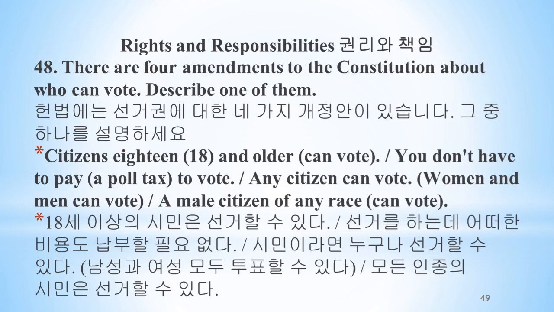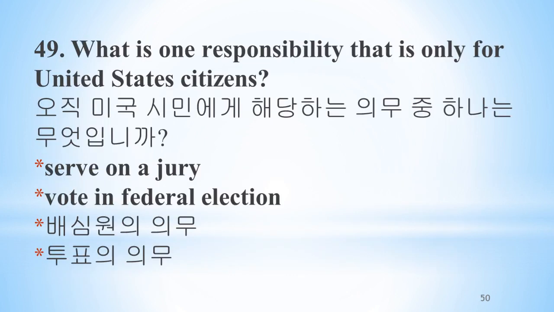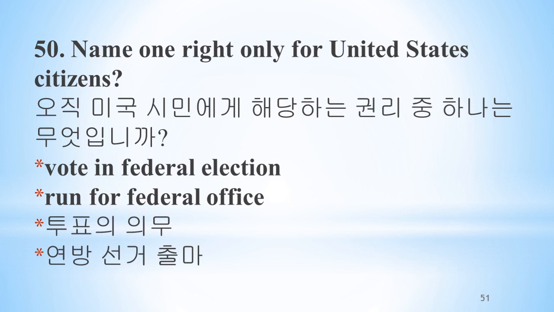There are 4 amendments to the Constitution about who can vote. Describe one of them. Citizens 18 and older can vote. You don't have to pay a poll tax to vote. Any citizen can vote. A male citizen of any race can vote. What is one responsibility that is only for United States citizens? Serve on a jury. Vote in federal election. Name one right only for United States citizens. Vote in federal election. Run for federal office.